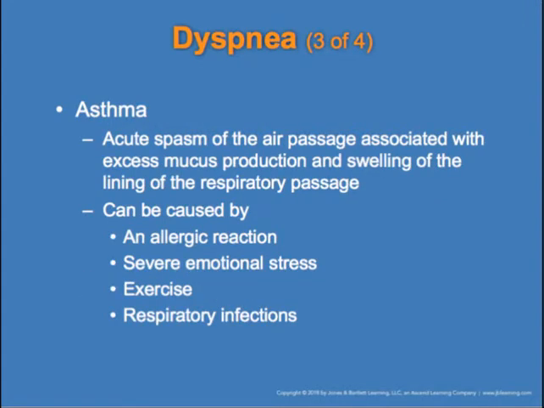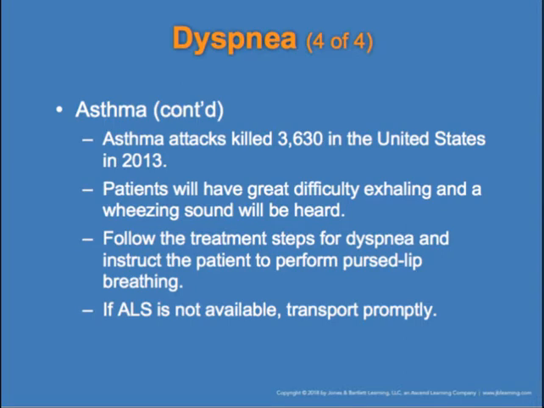Asthma. Asthma is an acute spasm of the air passages associated with excess mucus production and swelling of the lining of the respiratory passage, right? It can be caused by a couple of different things: allergic reaction, emotional distress, exercise, respiratory infections. Lots of different things can cause asthma. Asthma attacks have killed a ton of people in the United States. 3,630 people in the United States in 2013. It's a significant issue, right?